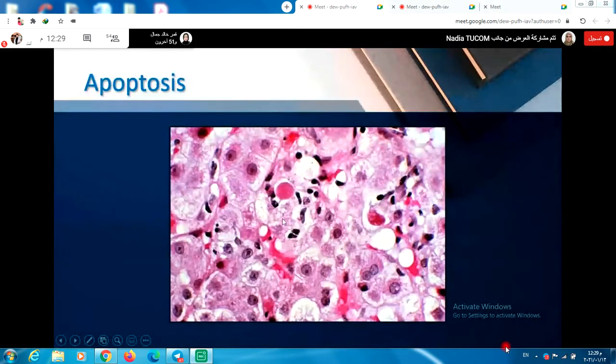Apoptosis, this is what we call it. What do we call this, guys, in apoptosis? Councilman body. Exactly.